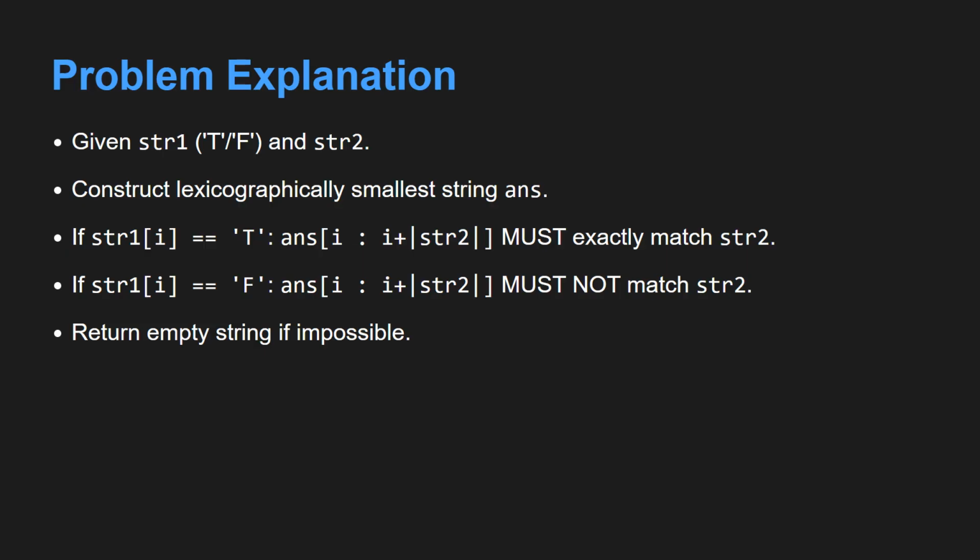We are given two strings, str1 consisting of T and F, and str2. We need to construct a lexicographically smallest string such that if str1 at index i is T, the substring starting at i exactly matches str2. If it is F, it must not match. If no valid string exists, we return an empty string.